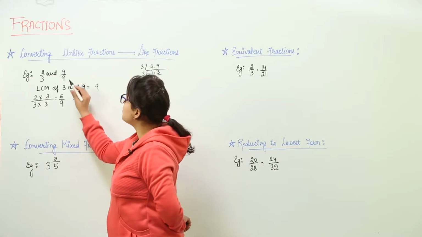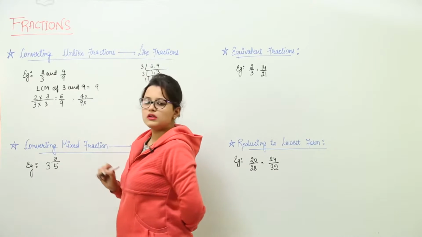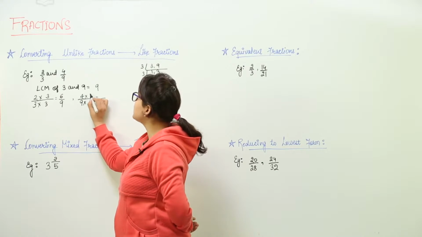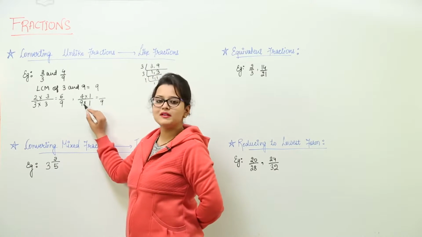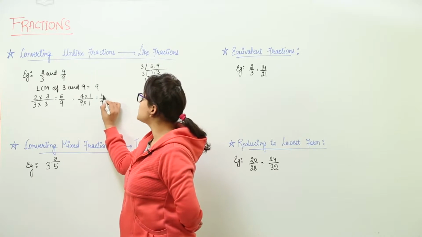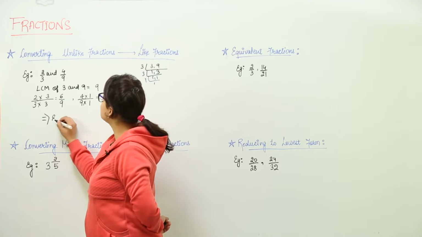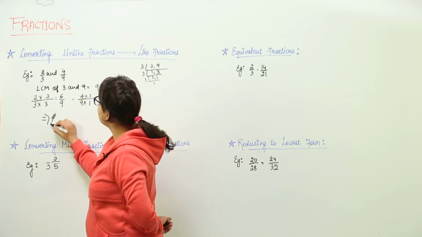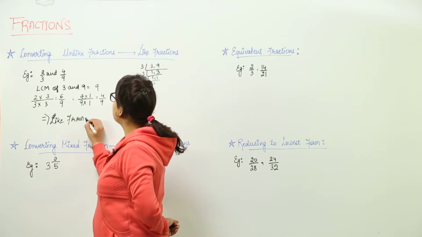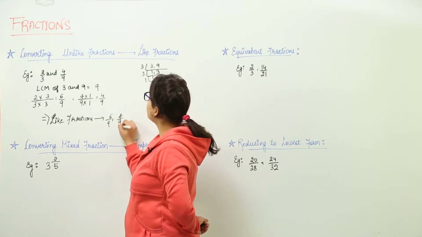Now what about the second one? For the second fraction we already have the denominator as 9. So what are we going to multiply this with? We are going to multiply this with 1. Because we are multiplying the denominator with 1, we will multiply the numerator also with 1. So 4 ones is 4. So now we have got the equivalent fractions, or you can say the like fractions. I will write here the like fractions for the given question are 6 by 9 and 4 by 9.